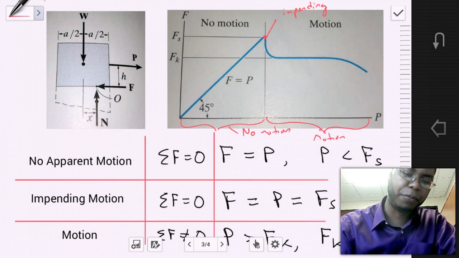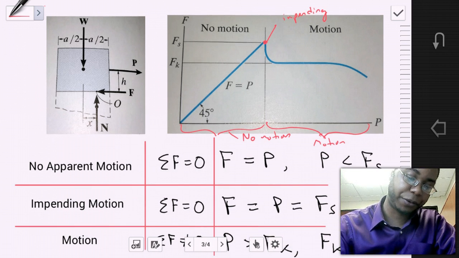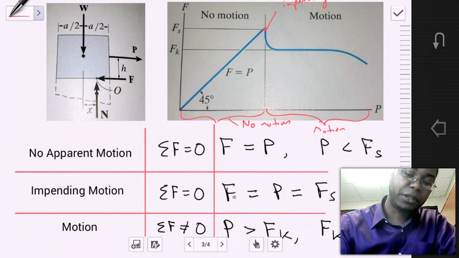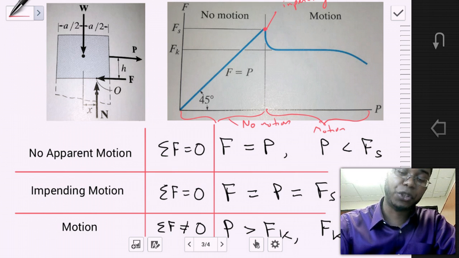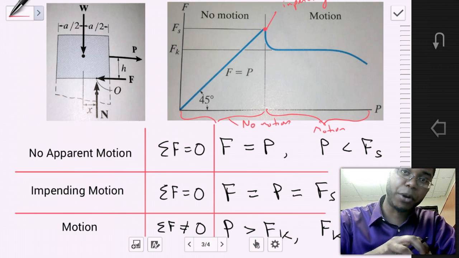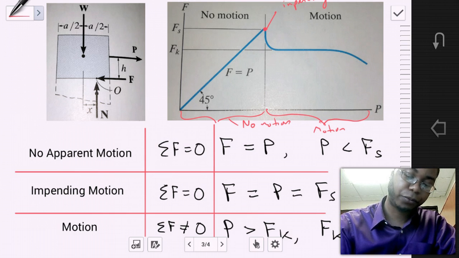Then we have the state of impending motion, that critical point, where again we still have a state of equilibrium, so the sum of the forces is equal to 0. However, we find that the friction force F is going to be equal to the applied load P, and both of them are going to be equal to the limiting static friction force, which is our critical value, about which we're either in motion or not in motion.